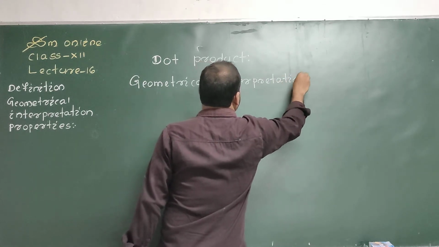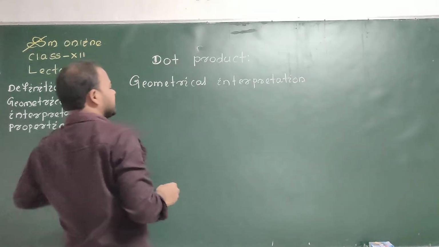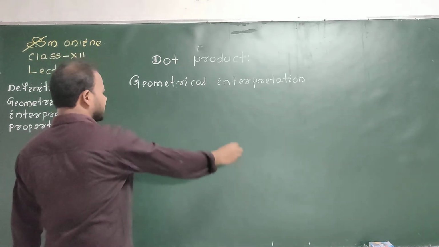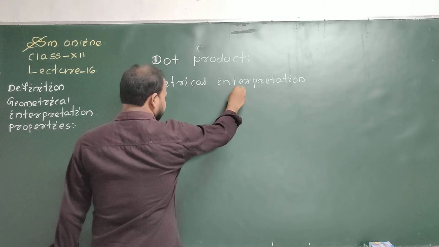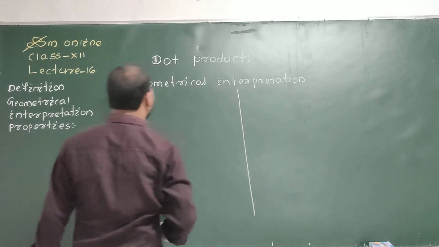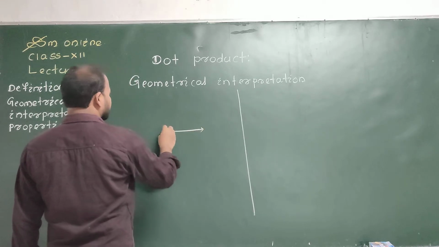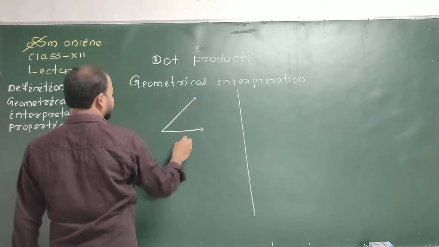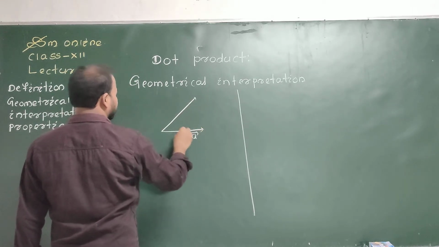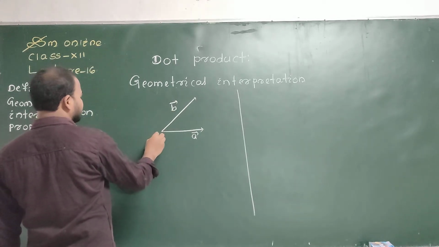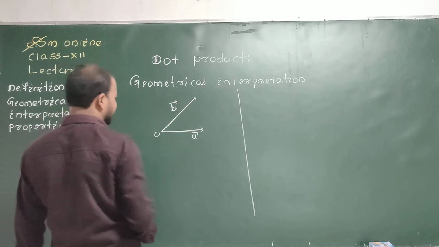Okay, geometrical interpretation of the dot product. Let us consider this is vector A, and this is vector B, and this is suppose O.